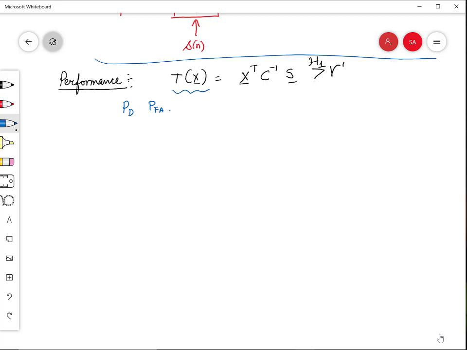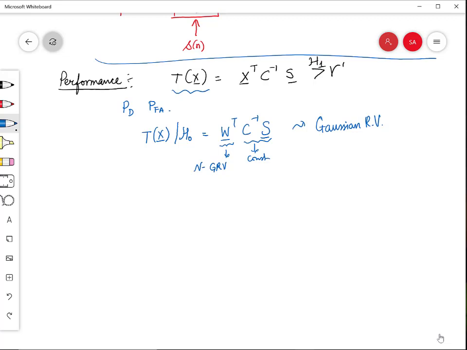Now to get the distribution of T of X is very simple. Under hypothesis 0, X is just W, so T of X is W transpose C inverse of S. Here, S and C inverse are constants, and W is an n-dimensional Gaussian random variable. So overall, it is a Gaussian random variable.